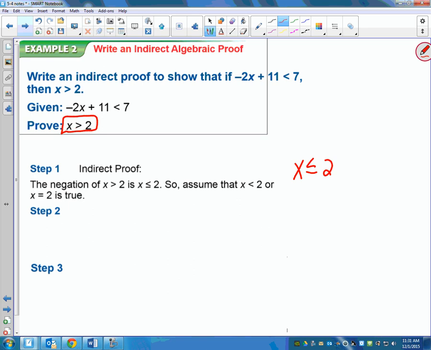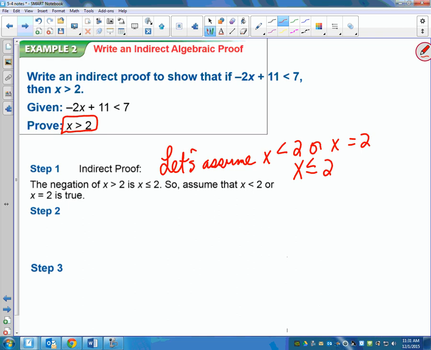In an indirect proof, I always like to say, let's assume. I think that's because that's the way I was taught in college. So I always write the words, let's assume that x is less than 2. That's your first step in your proof. Assume the opposite is true.